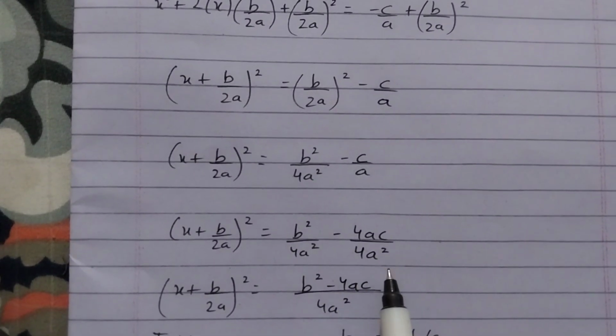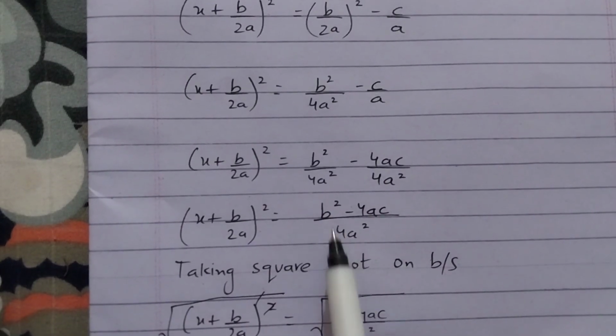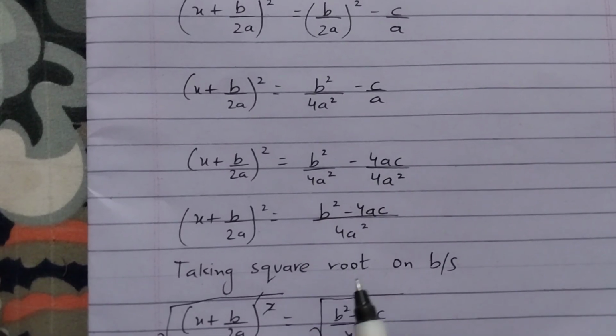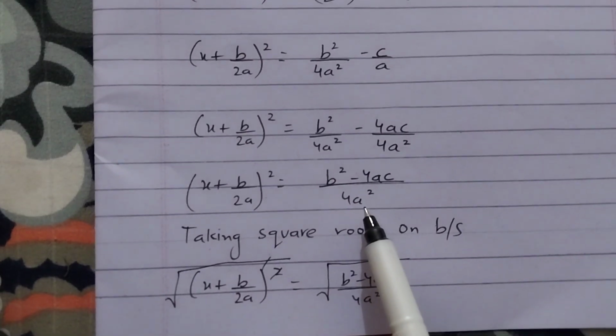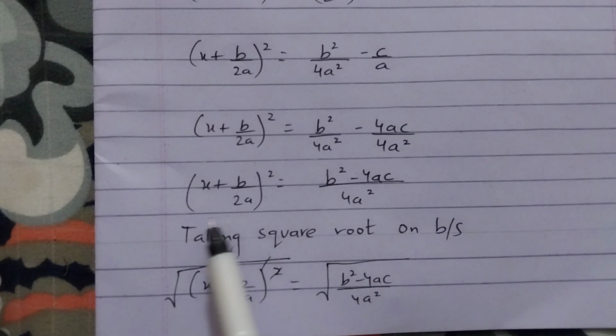Making the denominator 4a squared, when we take the LCM, we get 4a squared as the LCM, and in the numerator we simply write b squared minus 4ac. So on the right hand side we have (b squared minus 4ac) over 4a squared, and on the left hand side we have (x plus b over 2a) whole squared.